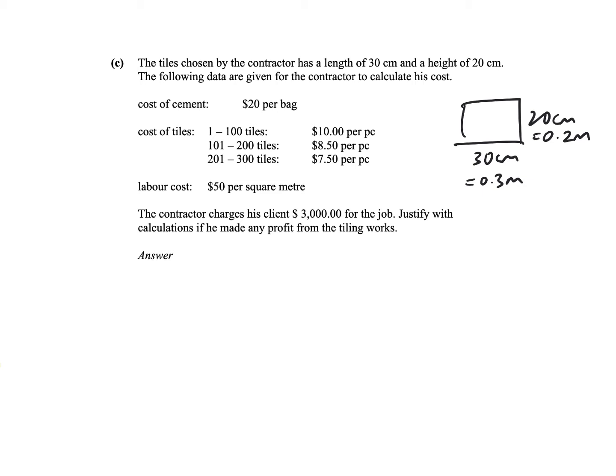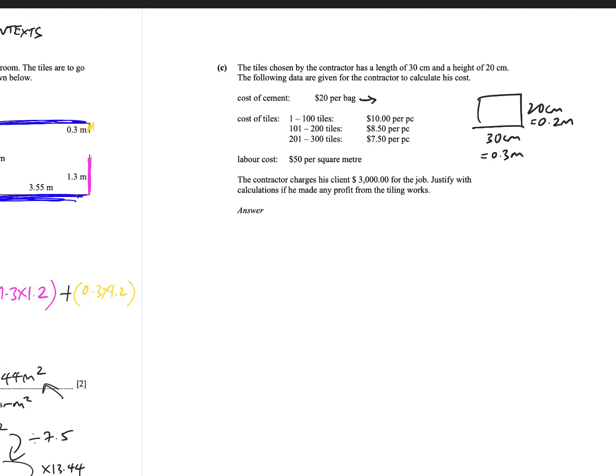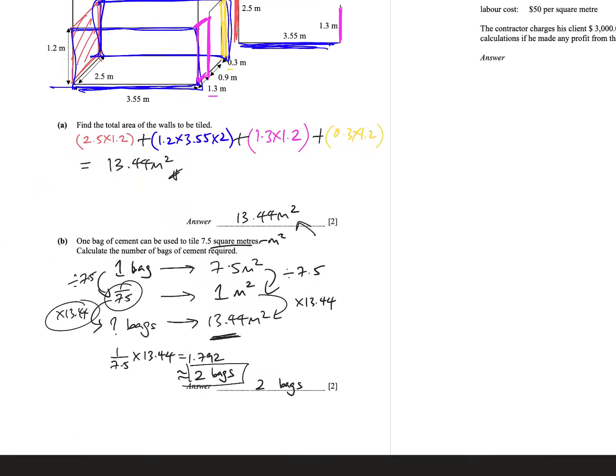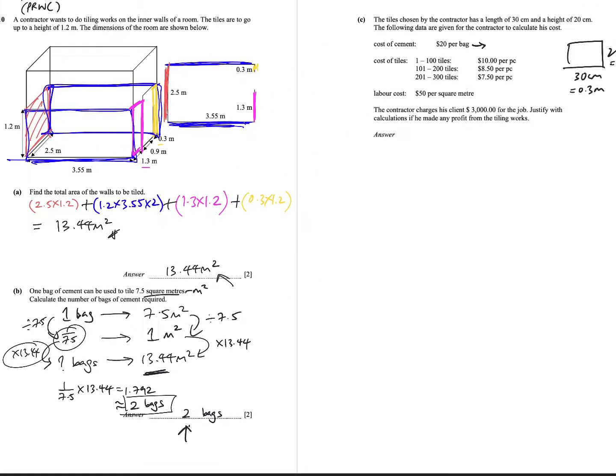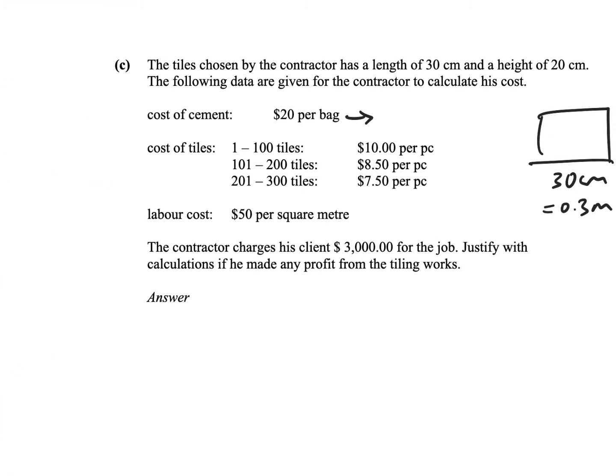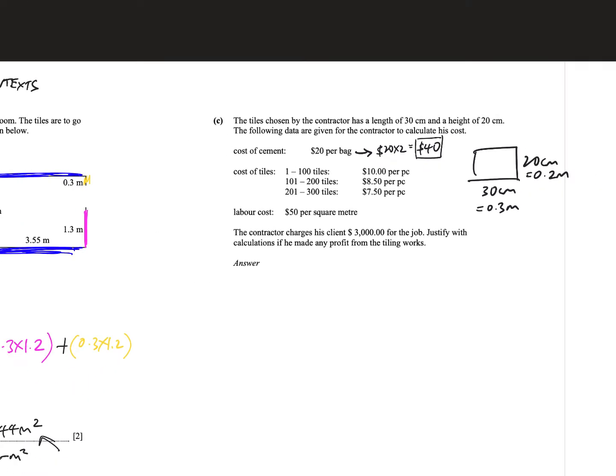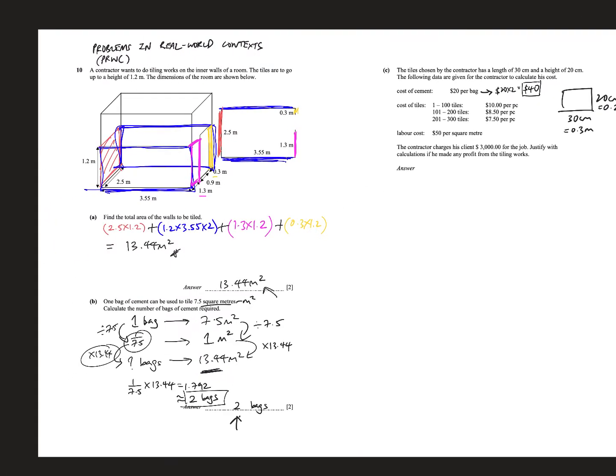So let's look. The cost of cement, $20 per bag. And did we calculate how much cement he needs already? Yes. 2 bags. So actually, straight up, we can already calculate. $20 per bag. So we have 2 bags, so we multiply by 2. You have $40 for the cement. Number of tiles. Did we calculate number of tiles? Nope. We calculated area and we calculated bags, but not number of tiles. So maybe let's leave that for now.